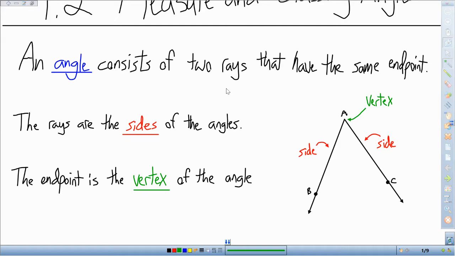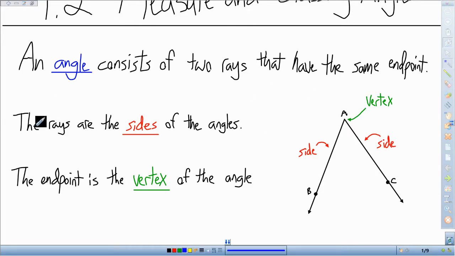Okay, so it says an angle consists of two rays that have the same endpoint. All right, we learned about rays a lesson or two ago. You guys remember a ray is something that has an endpoint and goes in one direction forever. All right, and it's saying that an angle consists of two of these things with the same endpoint. So if I drew another ray from this same endpoint, I would create an angle, and that's what we have over here. Okay, so that's technically what an angle is.